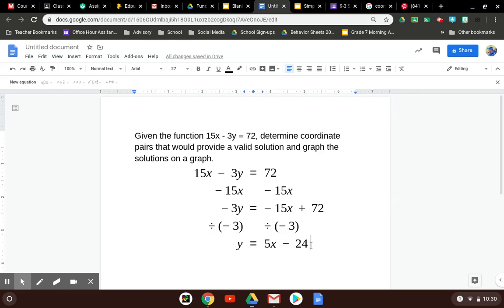Now, from here, we're going to talk about how we can put this into a table and find ordered pairs.